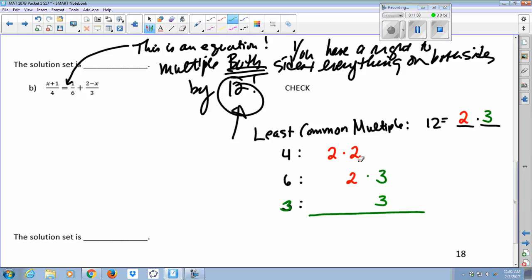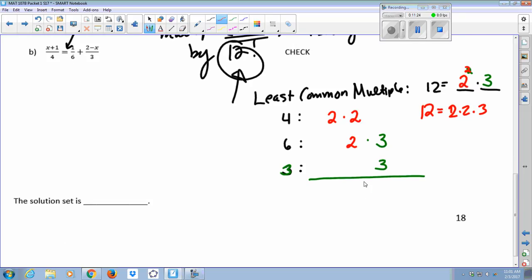I see a 2 here twice, and a 2 here once. So the most I see it in any one denominator is twice, so I have to put a 2 on it. Okay? So that's how I get my 12. It's 2 times 2 times 3.